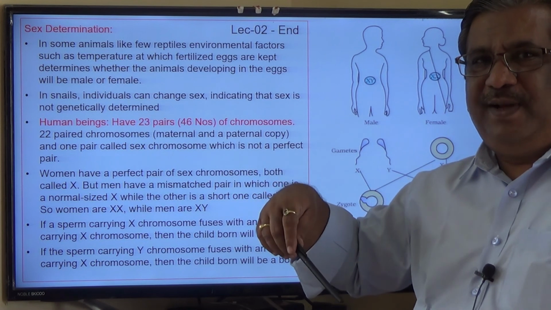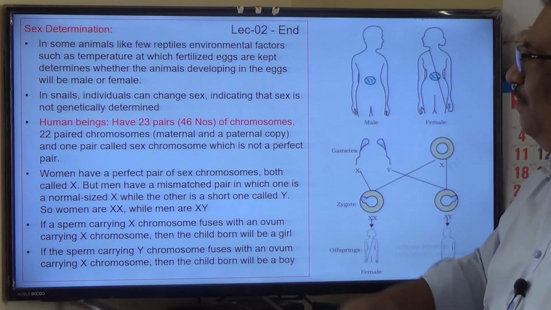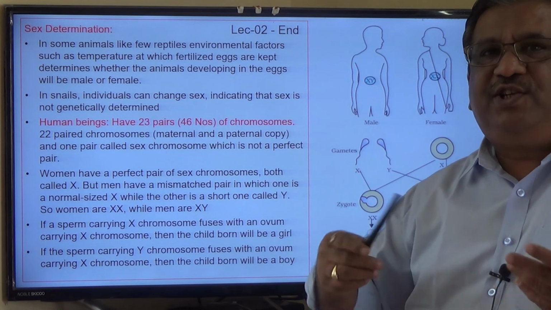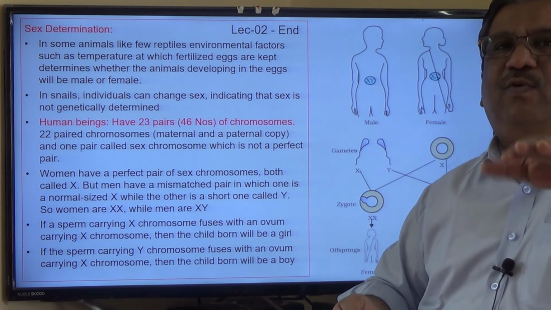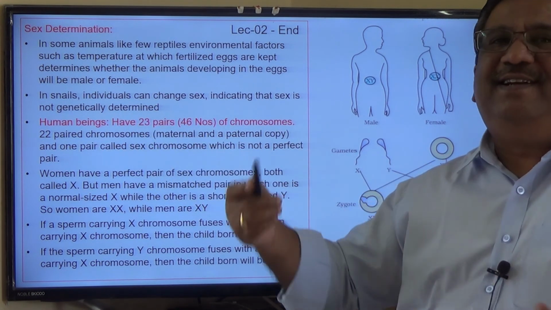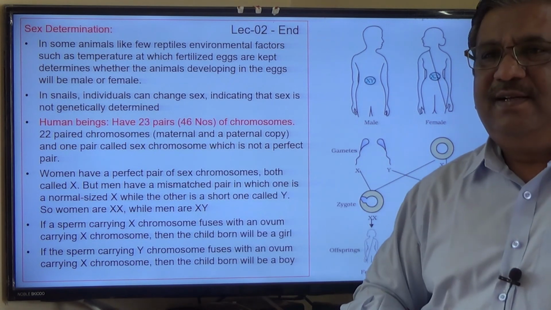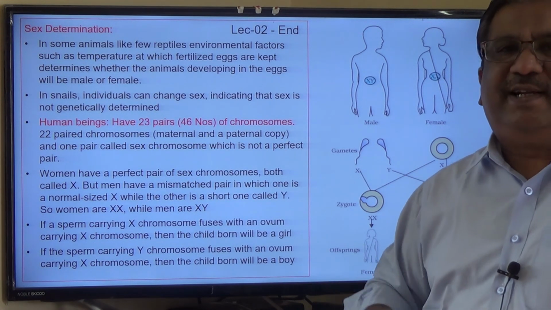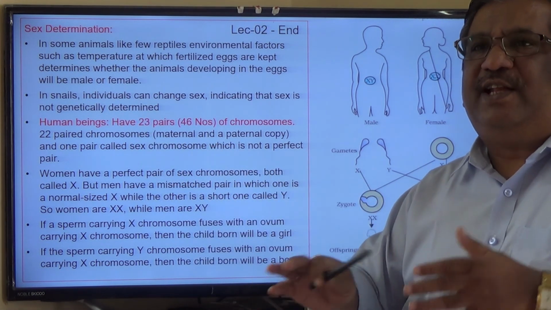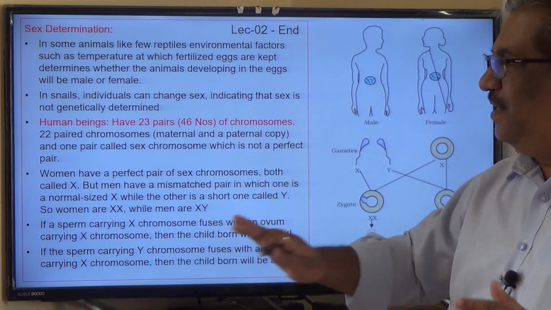Is it possible for human beings? No. It is possible in the case of a few reptiles. One more interesting thing: in snails, individuals can change the sex according to their own will, and therefore this indicates that sex is not genetically determined. Very interesting to see here. In snails, sex determination is not a genetic process. Genetically it is not determined, but individual snails can change their sex. But with respect to human beings, it is totally different.